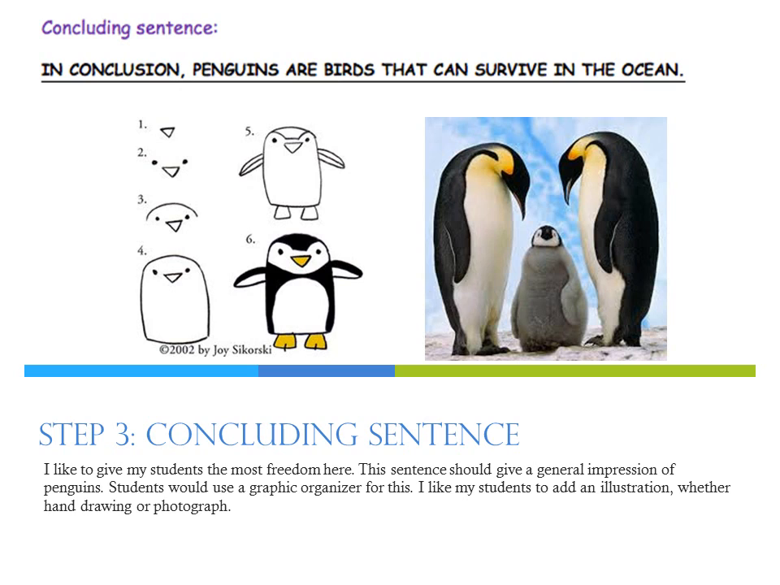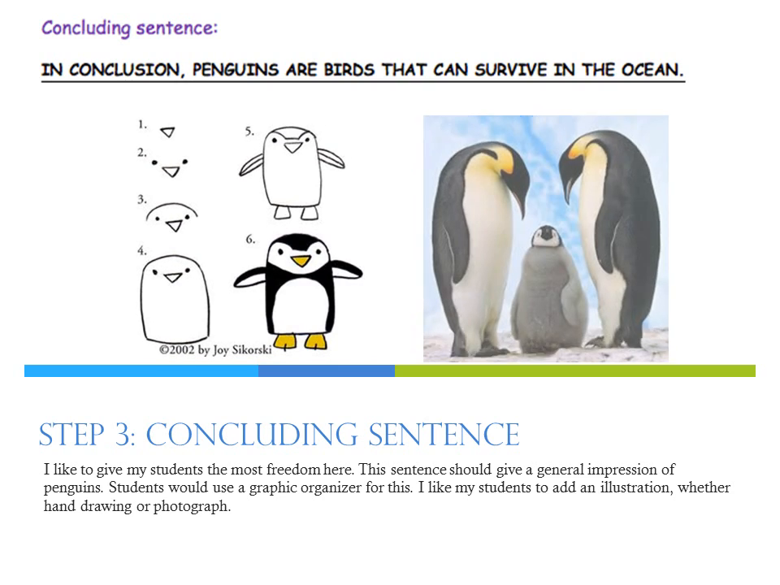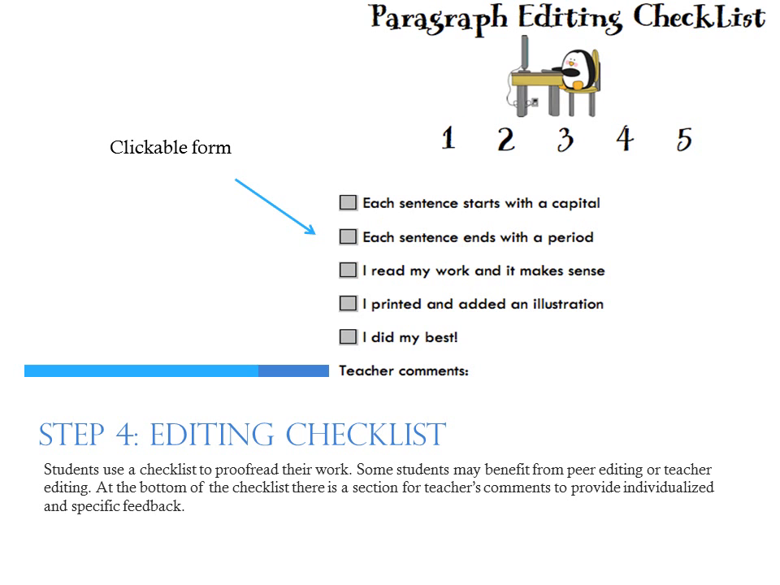In step 3, writing the concluding sentence, I like to give my students some freedom. This sentence should give a general impression of penguins. Students would use a graphic organizer for this and many tools similar to the ones used for other sentence building. I like my students to add an illustration to their work, whether a hand drawing or a photograph.